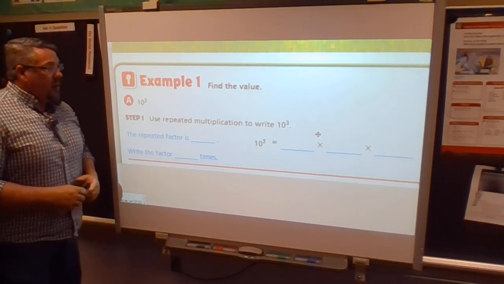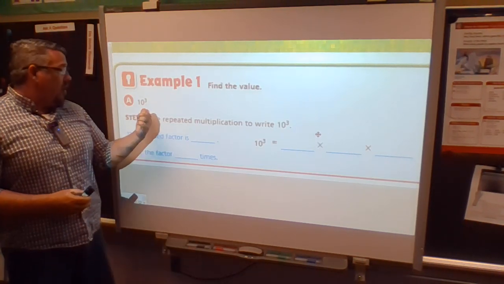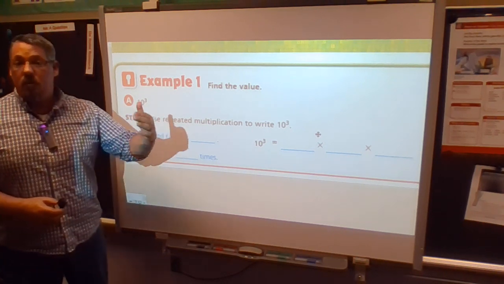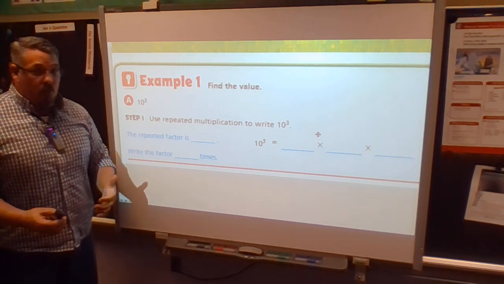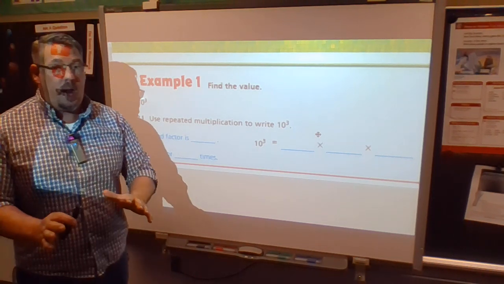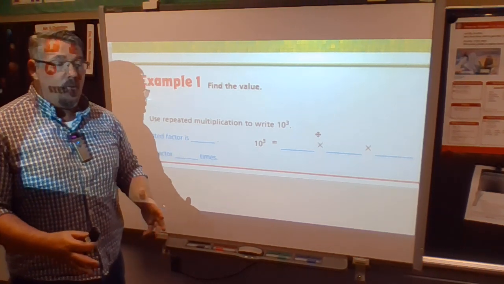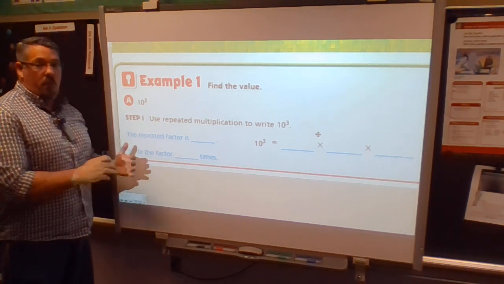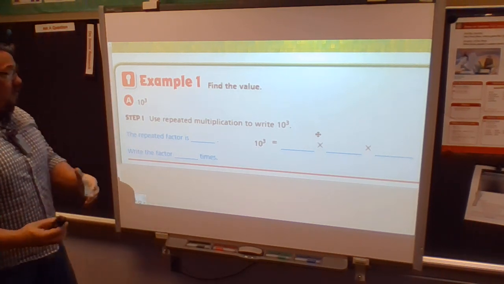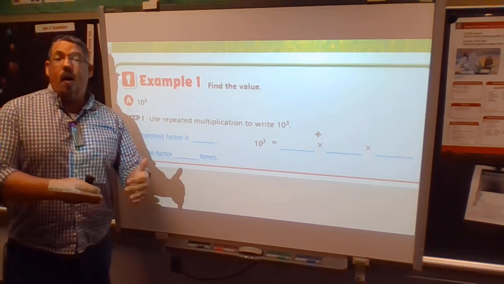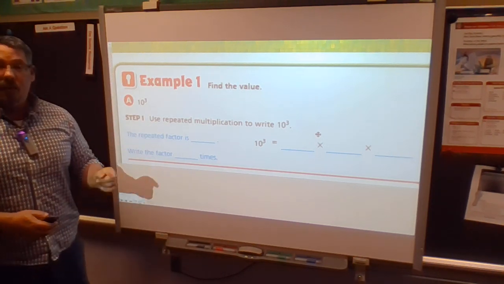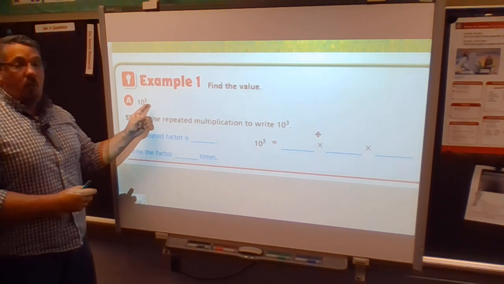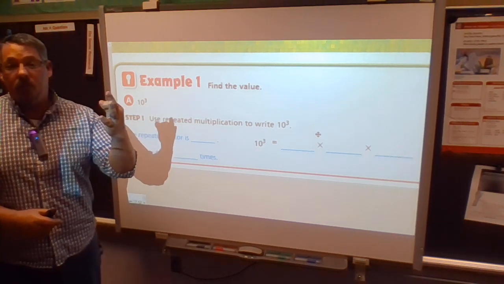All right, so this one says we're given the expression of 10 to the 3rd power. Now we got to find the value of it. So we always have to remember that this is always multiplication. It's never anything different unless they show you something different. So the first thing I have to do is get a point for showing the math problem that I have to solve. And that is by taking the base and writing it as many times as the exponent tells me. And it tells me to write it 3 times.